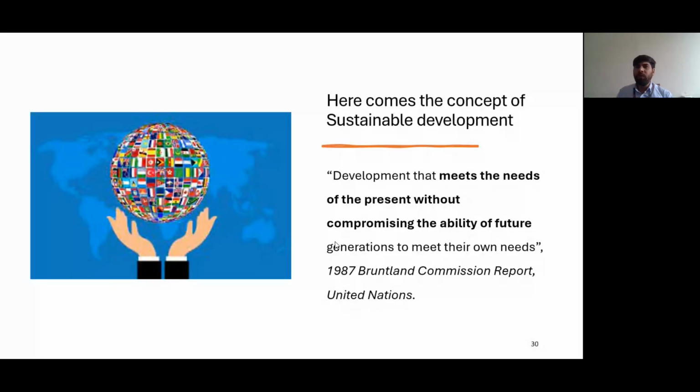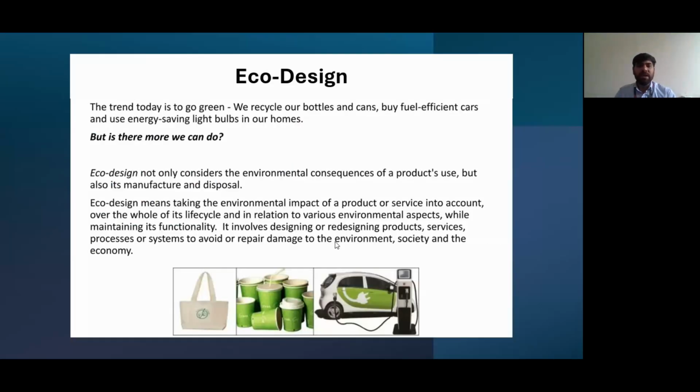So we have to focus on today's or the present needs, and we also have to think about the future generation, how they are going to use these resources if we consume at the pace at which we are exploiting resources these days. So our future generations, maybe 3 or 4 generations on, maybe 70 or 100 years from now, will have less available than we have today. So now we come to eco design.